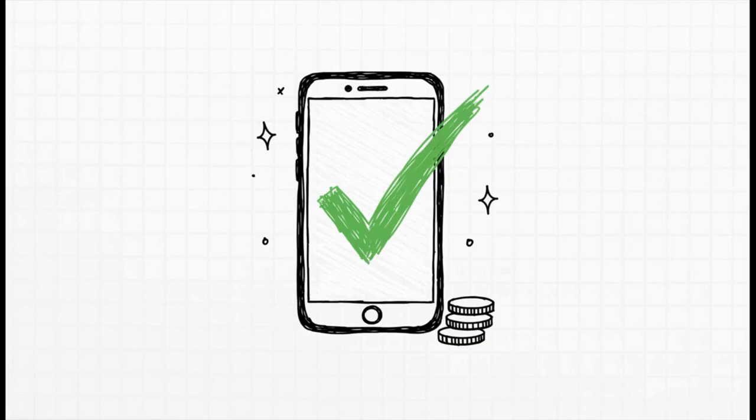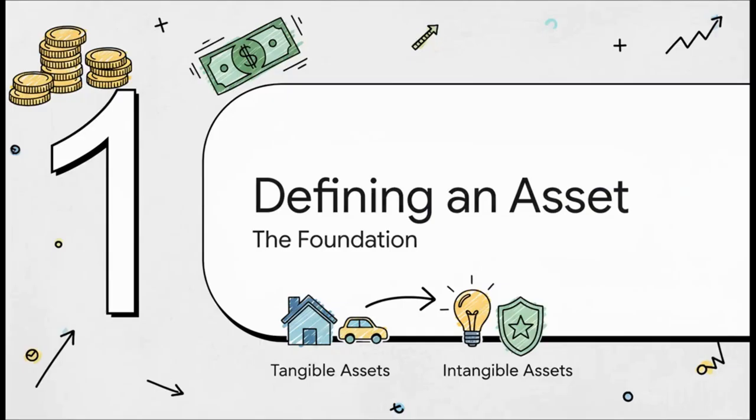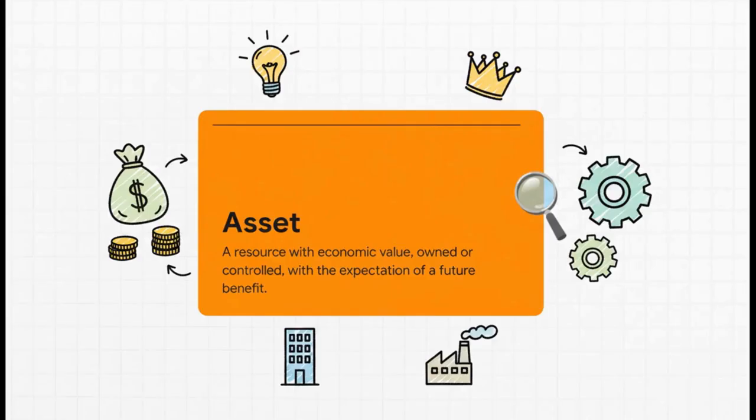Let's get into it. To really get why your phone makes the cut, we have to start with the official definition. This is the foundation for everything else we're going to talk about. Okay, here it is, the textbook definition. An asset is a resource with economic value that an individual or a company owns or controls, expecting it'll provide a future benefit. I know, that sounds a little formal, right? So let's just unpack it.